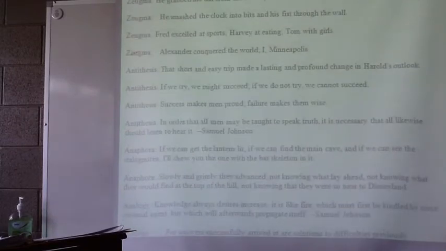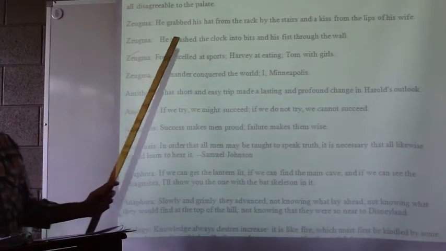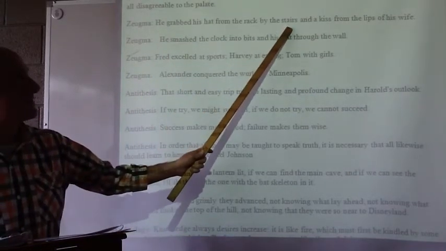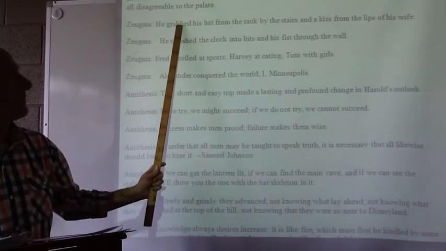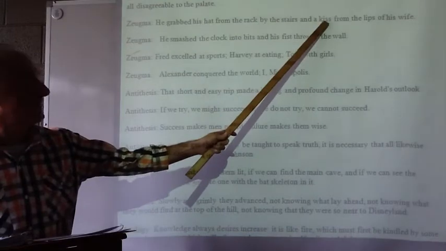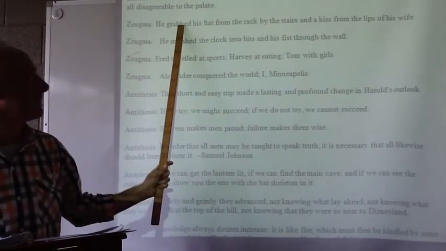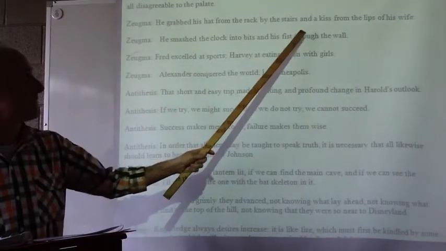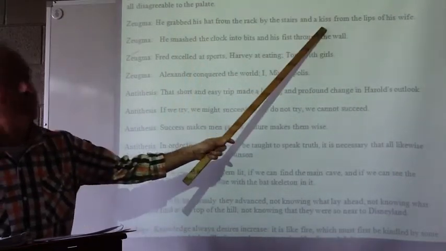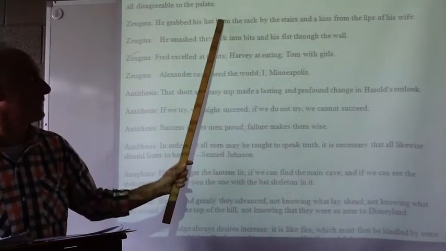Zeugma coming up here. He grabbed his hat from the rack by the stairs. And see, here's my verb. Here's my direct object, hat, kiss. I have two words going back to the same verb. They're both direct objects. He grabbed a hat, and a kiss. Kiss is a little, you don't think normally of grabbing a kiss after you refer to an object.